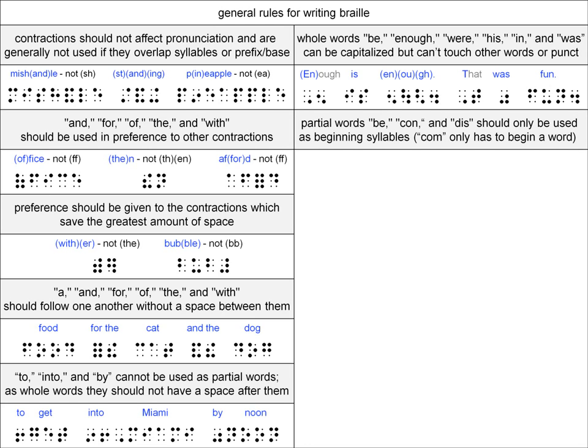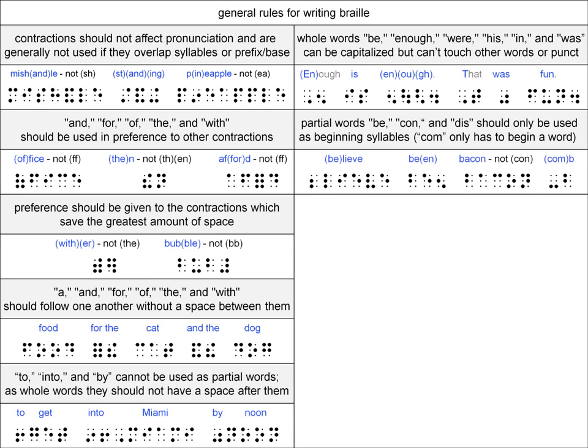The partial word contractions be, con, and dis should only be used at the beginning of a word as a full syllable. So for instance, the be contraction can be used in the word believe because the be is at the beginning of the word and it is the first syllable.